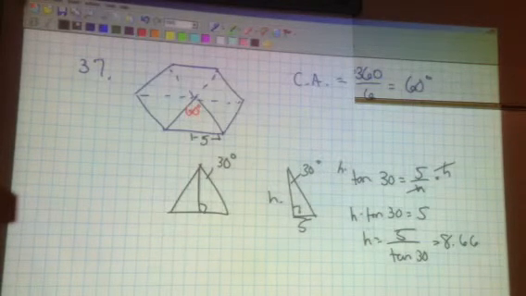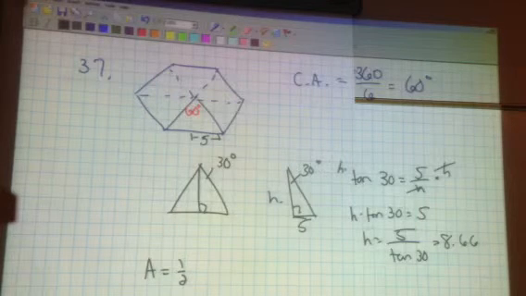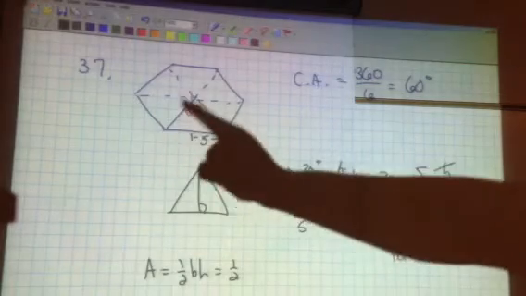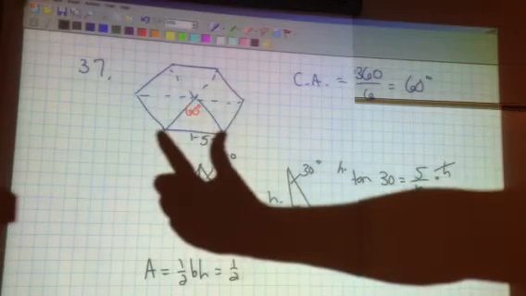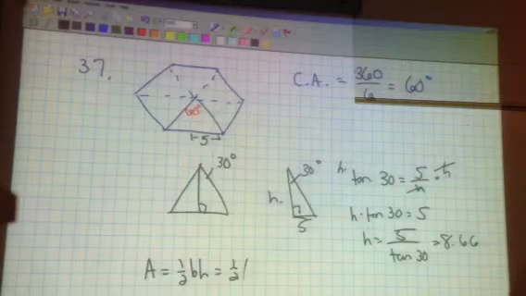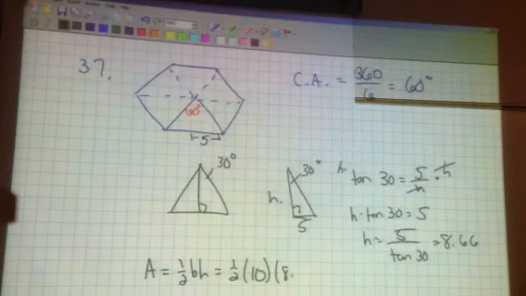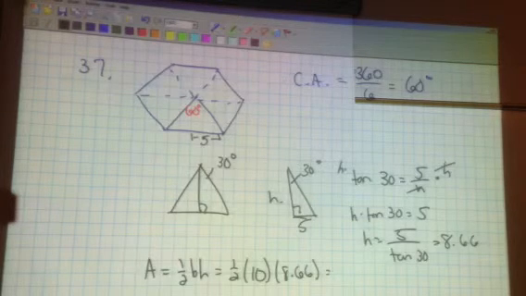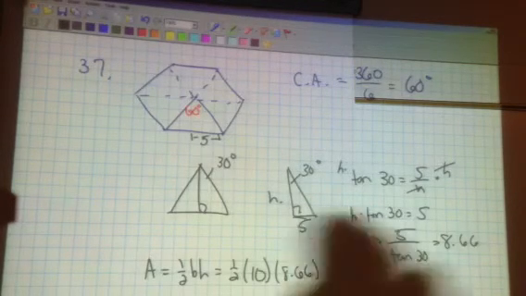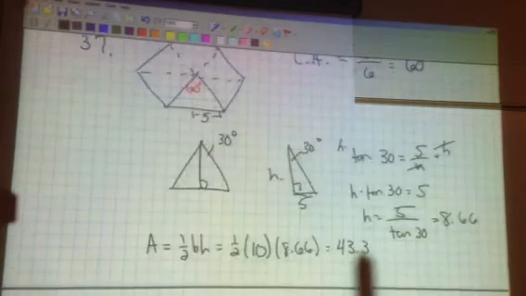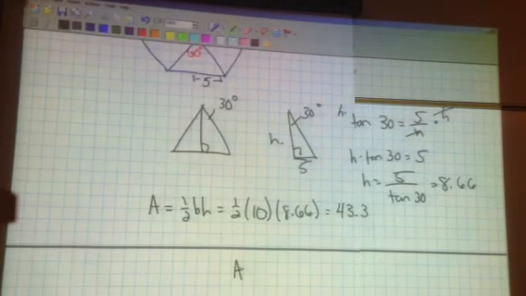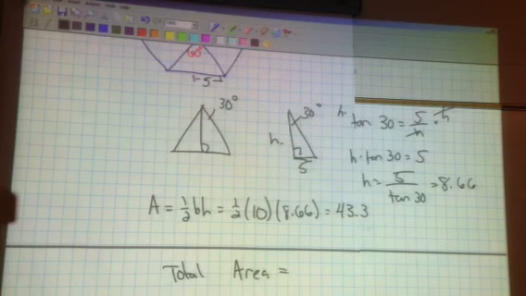So now if I want to find the area of this one triangle, it's 1/2 base times height. So it's 1/2. And the base, I'm trying to find this whole small triangle right here. So the whole base would be 10. So half of 10 times the height, 8.66, that equals 43.3. That's the area of just one triangle. There's 6 of them there. So the total area of the big hexagon equals 6 times the area of that one triangle, because there's 6 of them.